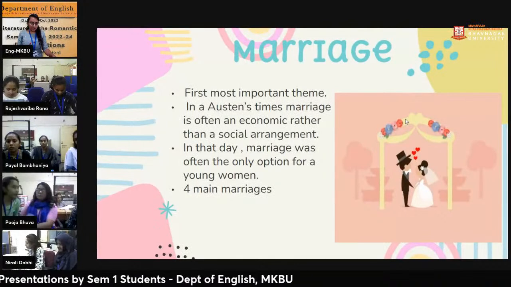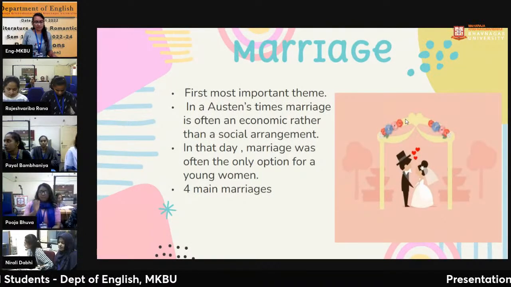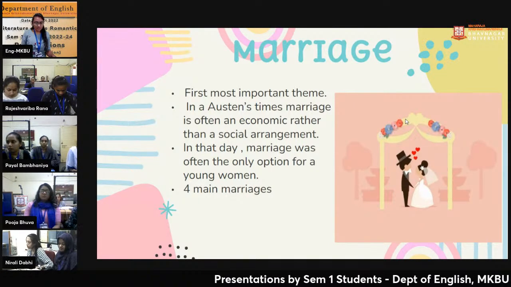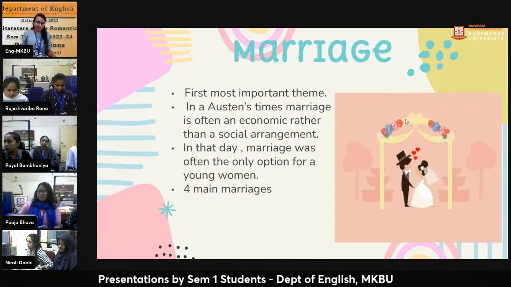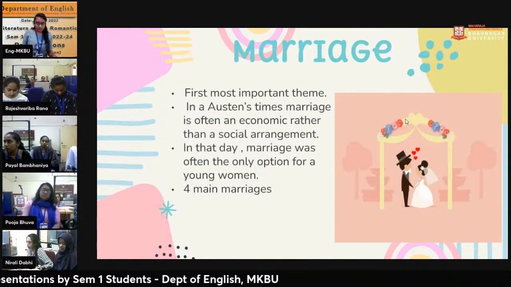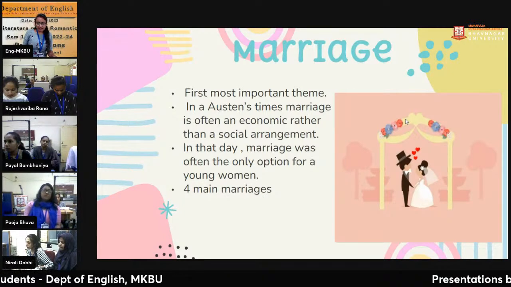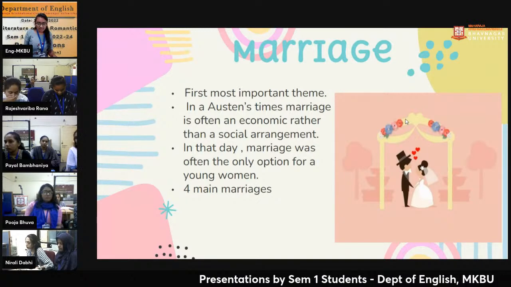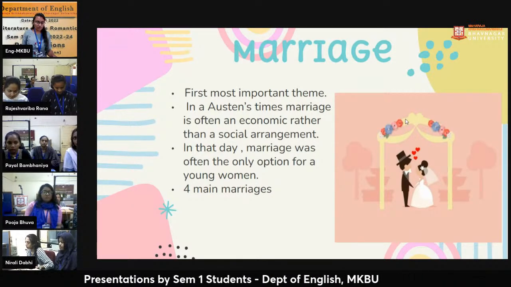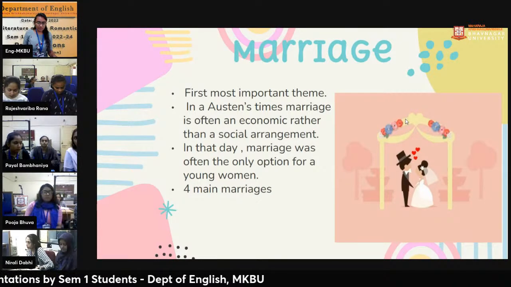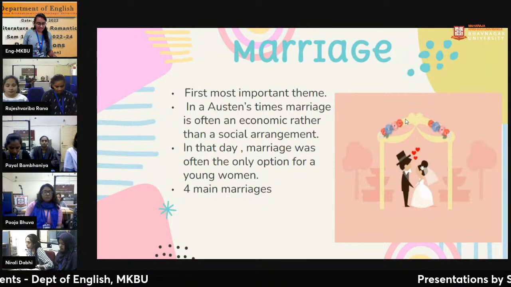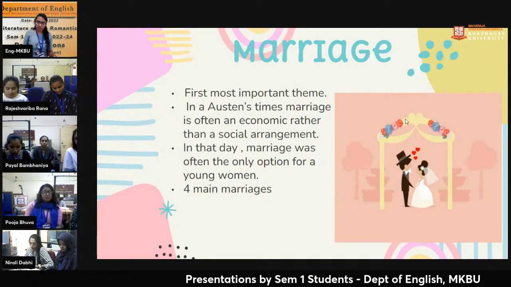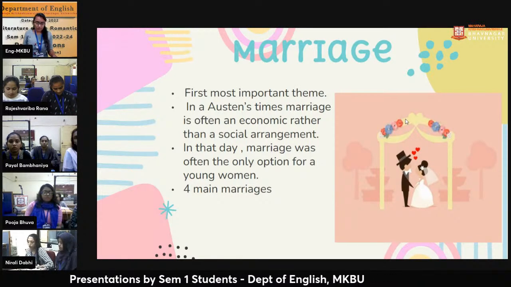The first and most important theme of the novel is marriage. In Jane Austen's time, marriage was often an economic rather than a social arrangement. In our India, in many states women get married for wealth and social status. In that day, marriage was often the only option for a young woman.